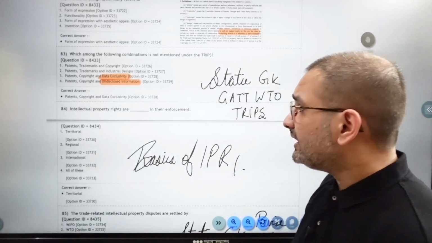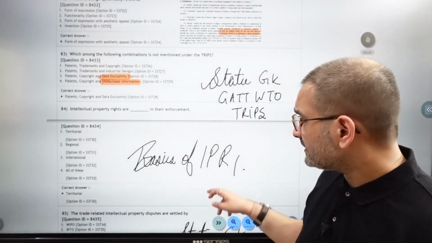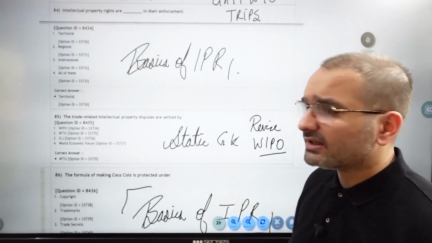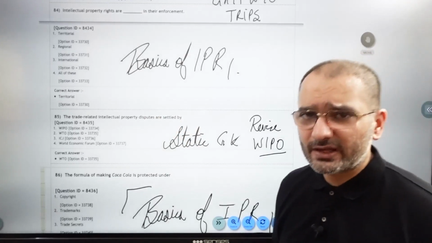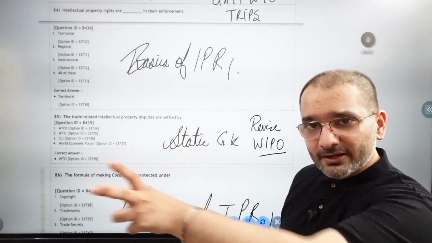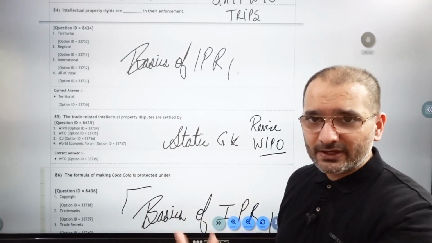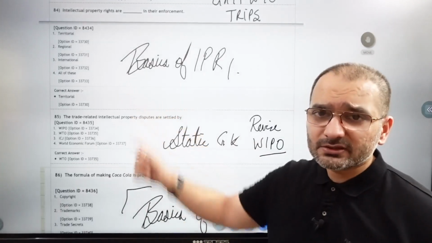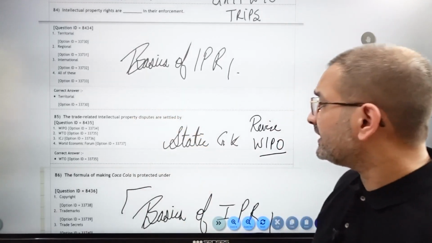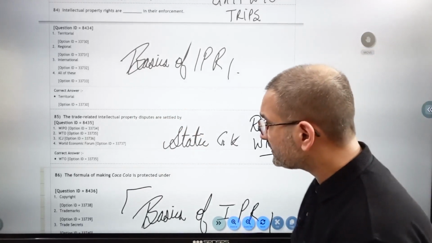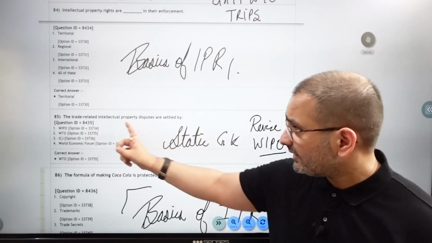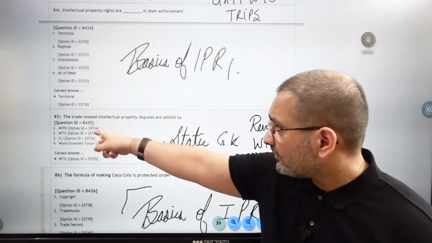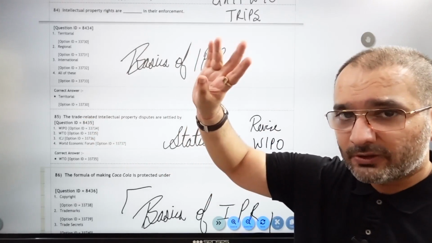ठीक है जी. Intellectual property rights are dashed in their enforcements. Again, this is very basic. The territorial, one example that I'll give you is Sony's PlayStation 5. PlayStation 5 was trademarked in India by some guy. Then Sony had to fight with him. They're territorial in nature, right? The trademark intellectual property disputes are settled by WTO. Now, if they related to copyright, then you go to WIPO.